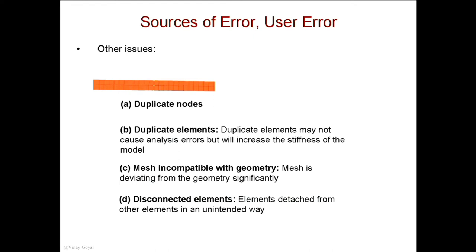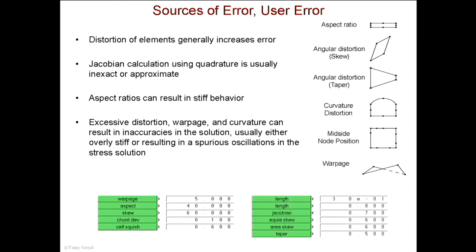The mesh not matching the geometry well, we talked about that, and disconnected elements, which will create a crack. Sources of error can also include elements that are not of high quality. We'll talk a little more in detail about this, but elements can be highly distorted. We'll have a Jacobian that is not well defined, or is ill defined, and the more distortion you have in an element, the Jacobian will be of a value that's not very good for structural analysis.